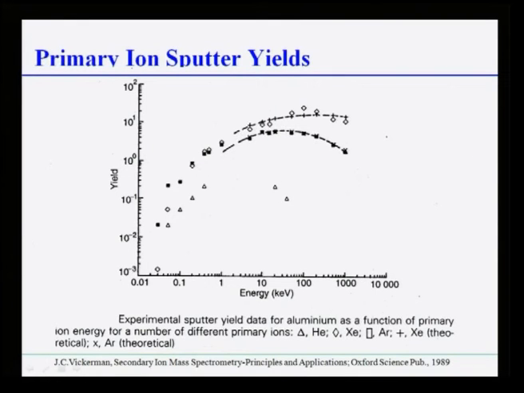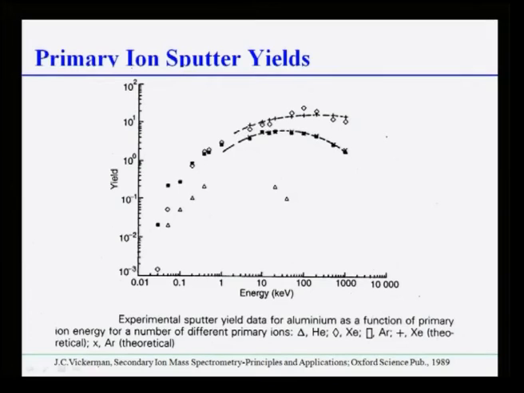Now, it is also important to know the primary ion sputter yield, that is, when primary ions are sputtering, how many secondary ions are created per unit primary ion. This is taken from Bickerman's book. This is a plot of yield versus energy. As you see, yield varies from 10 to the minus 3 to 10 to the plus 2, that means it varies from a very low value to 1000. And these are the different data from helium, xenon, argon, or some theoretical calculation for argon that you see here.